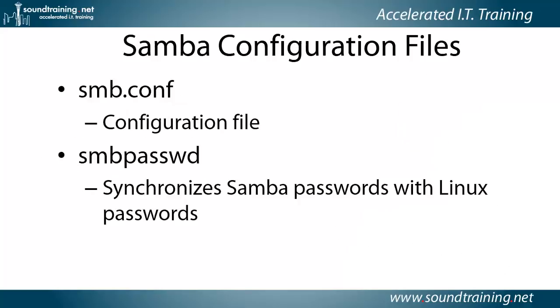In order to configure Samba, there are two files that you need to know about, one which you edit directly and one which you edit indirectly. You edit directly the smb.conf file, which is the configuration file. It's typically located in /etc/samba/smb.conf. The file that you edit indirectly with the smbpasswd command is named smbpasswd, and it is the file that synchronizes Samba passwords with Linux passwords.